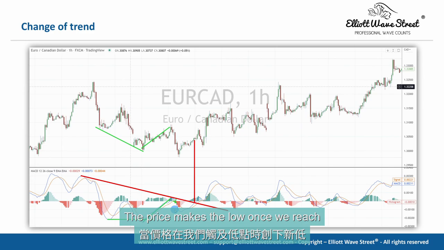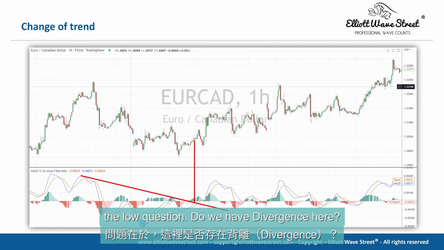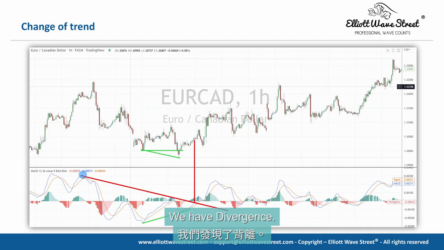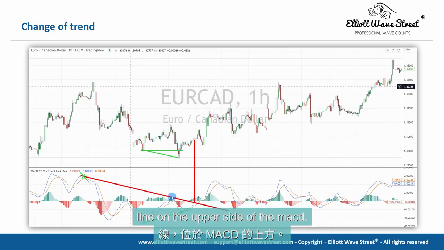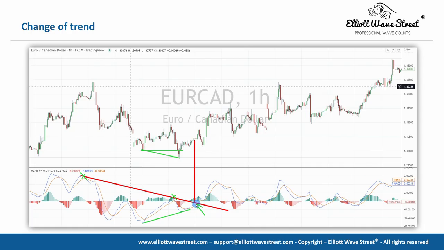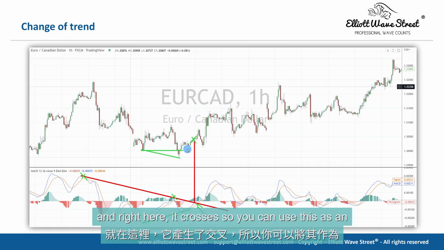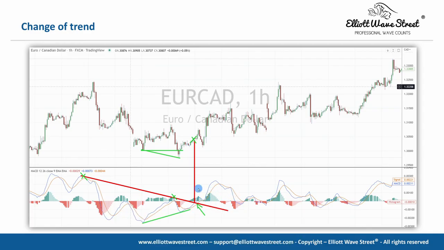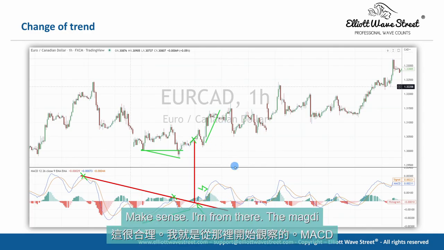Once we reach the low, question: do we have divergence here? Yes, we have divergence. We have a rejection. Plus, we can add an additional trend line on the upper side of the MACD, from here to here, connecting these 2 pivots. And right here, it crosses. So you can use this as an additional validation. Right there is telling us that this is bullish. Make sense? From there, the MACD departs strongly to the upside. So the market is bullish now.